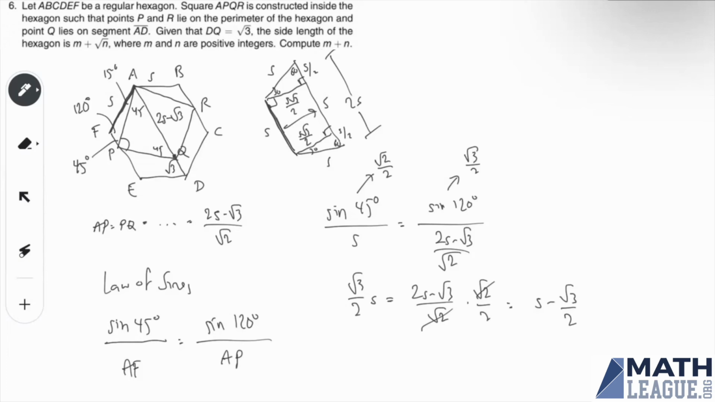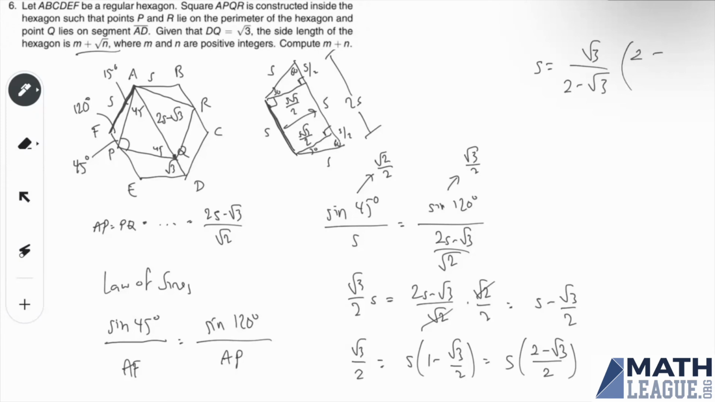Moving the S's to one side and the constant to the other side, we get root 3 over 2 equals S times 1 minus root 3 over 2, S times 2 minus root 3 over 2. We get S to be equal to root 3 over 2 minus root 3. We want it in the form m plus root n, so let's multiply by its conjugate. 2 minus root 3 times 2 plus root 3. We get 4 minus 3, which is 1. So we get 2 root 3 plus 3.